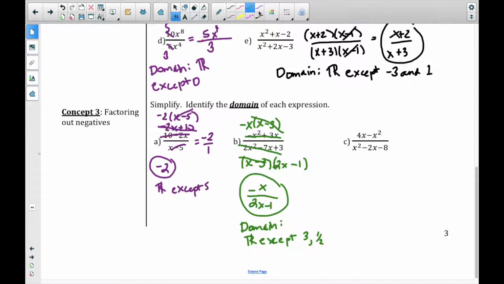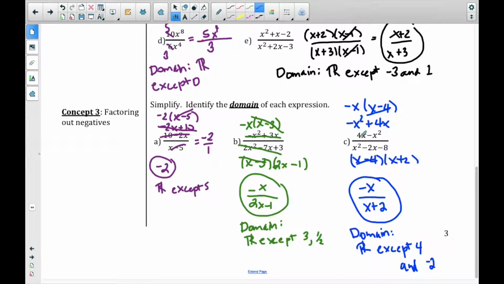Okay, once again, pause the video here. Do letter C, factor it. You're going to have to rearrange it like we did on example A, rearrange it, factor out the GCF, factor out the negative, and then see what you get as your final answer.